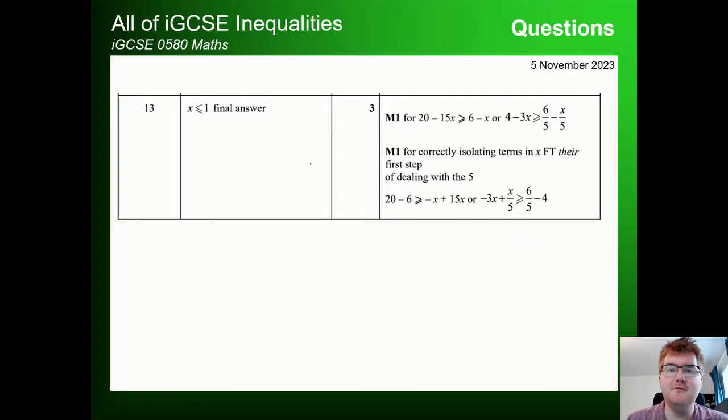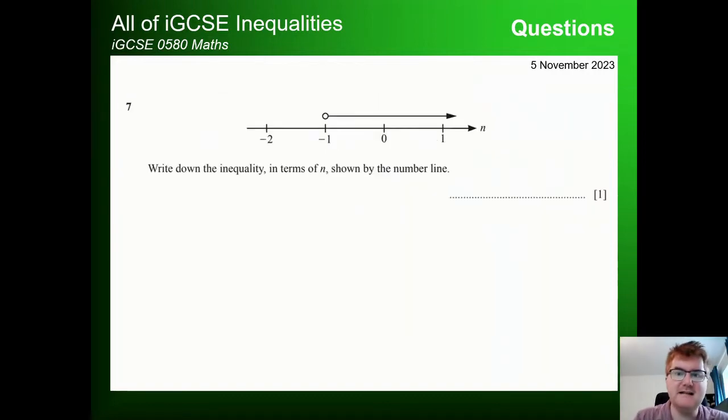Again, you can have a look through the answer here. 3 marks worth on this. So again, when it does come up on the iGCSE, which it does from time to time, you want to be getting those 3 marks. So you can see the method marks here, and then our final answer, x is less than or equal to 1. All right, let's move on to an inequality diagram here.